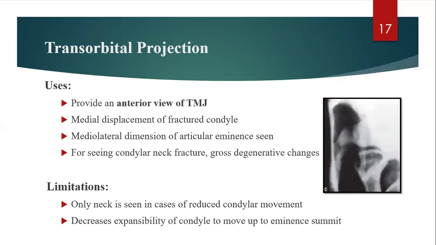The uses of transorbital projection include viewing of the anterior part of the temporomandibular joint. Also, medial displacement of the fractured condyle can be viewed. The limitation of this view is that only the neck is seen in cases of reduced condylar movements.